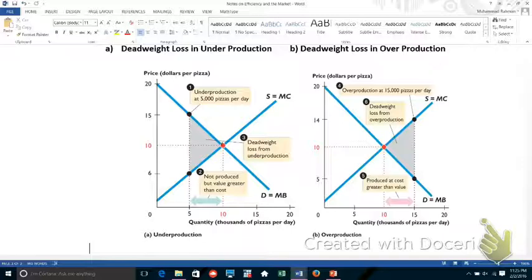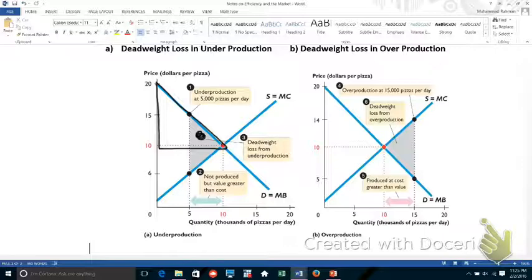So notice that if the economy was producing at 10 units, the total consumer surplus would have been this big triangle, right? But since the economy produces only 5 units of output, the society loses this shaded area of consumer surplus. Okay? That's one part of the loss from the society.